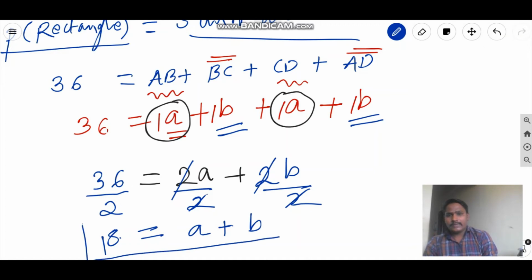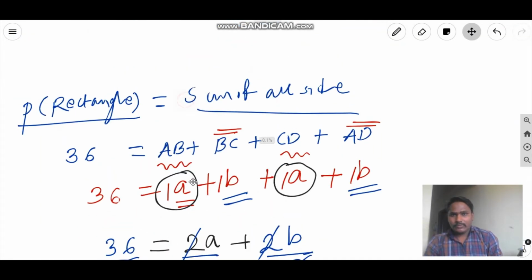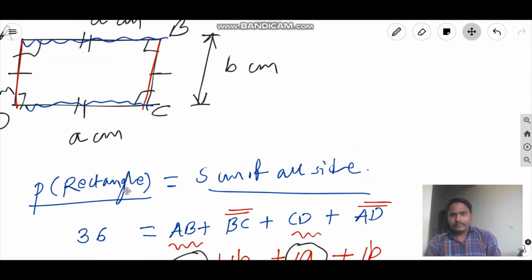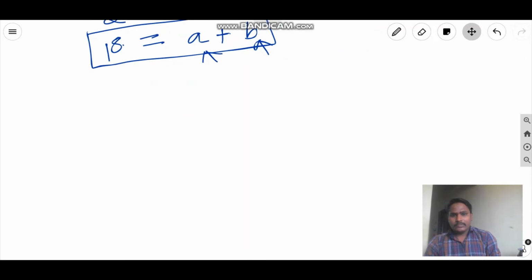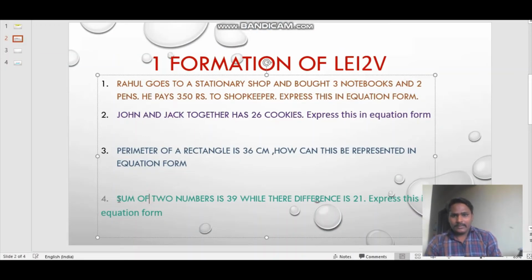So I get this equation, and if you observe here, there are two variables A and B, and their sum is 18. So perimeter was given, but length was unknown, breadth was unknown, and still we had written it in the equation form. And on the same line you can solve this fourth example.